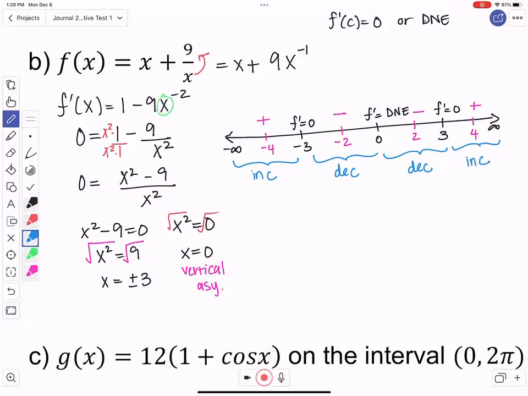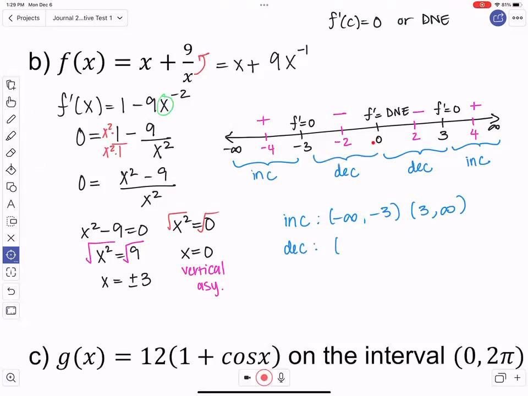This one's increasing. So we can see there are 2 places it's increasing. It looks like from negative infinity to negative 3, and then also 3 to infinity. And then it's decreasing from negative 3 to 0, so right here.